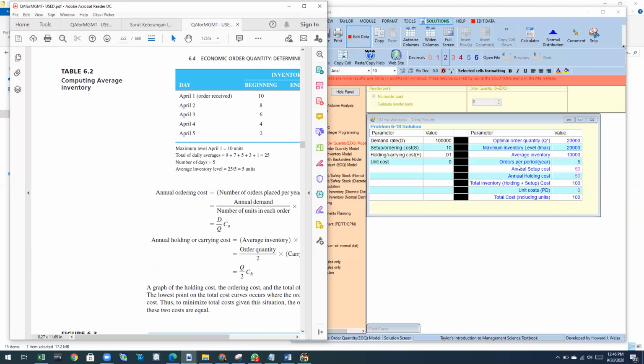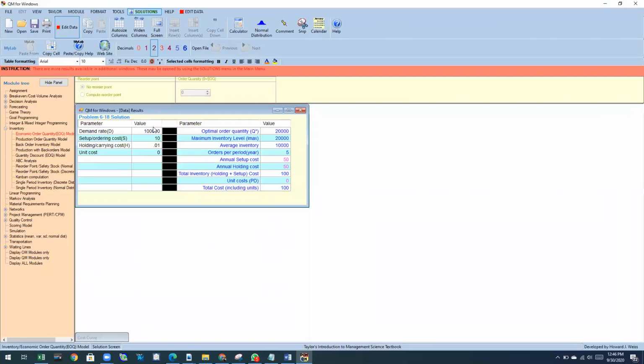How many orders per year? If the annual demand is 100,000, and every time we order 20,000, then we are going to be ordering 5 times. 100,000 divided by 20,000. So we'll have 5 orders in a year. The annual ordering or setup cost is going to be $10 for every order multiplied by 5 orders. Then we get $50. That is the setup cost.